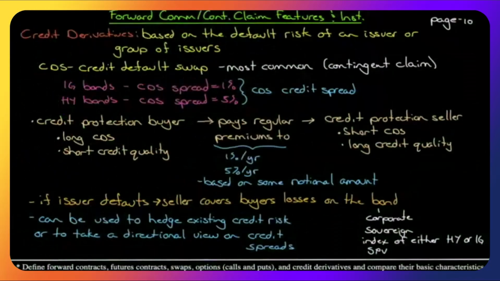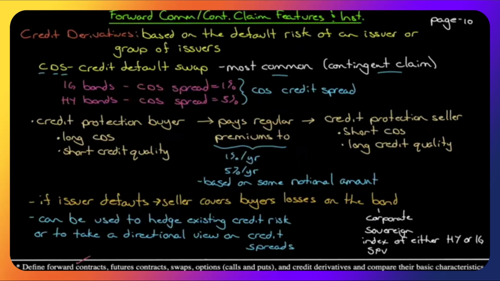Okay, credit derivatives. Notice we are back to our first learning objective here. This is based on the default risk of an issuer or a group of issuers. The credit default swap, CDS, is the most common credit derivative. It is a contingent claim. It's like an insurance contract. It takes a little while to get your head around what's going on, but I'll try to do it as slow as I can.